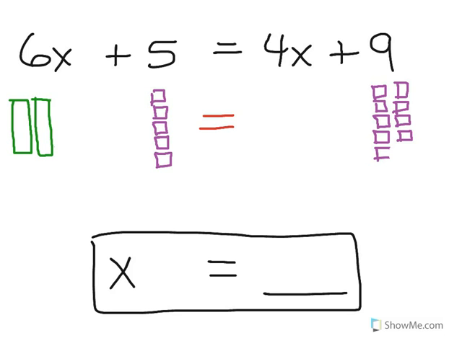Looking at our visual model, we don't have x's on the right side anymore. Those are all gone. On the left side, we don't have 6 x's anymore. Now we have 2. Just like the model says. Because 6 minus 4 is 2.